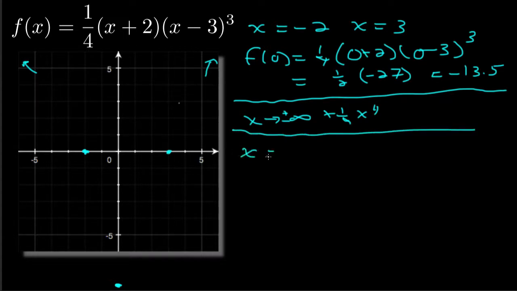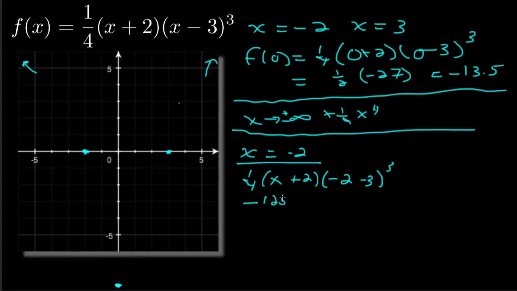At x equals negative 2, plugging in everywhere except where I would get a 0, 1/4 times x plus 2, negative 2 minus 3 cubed. Negative 5 cubed is negative 125. 1/4 of that is just negative 125 over 4. Multiplied by x gives me a linear result. Negative 125 over 4, x plus 2. I know that 125 quarters times x gives me a negative slope but a linear shape. So at negative 2, negative slope, linear shape.